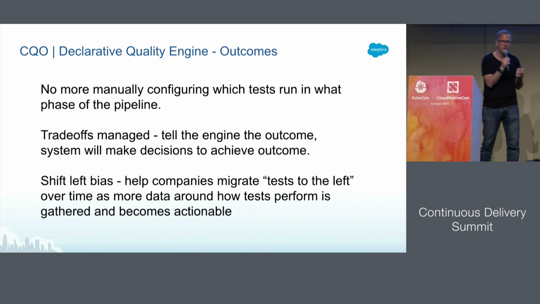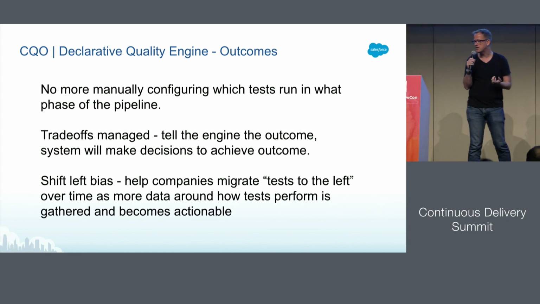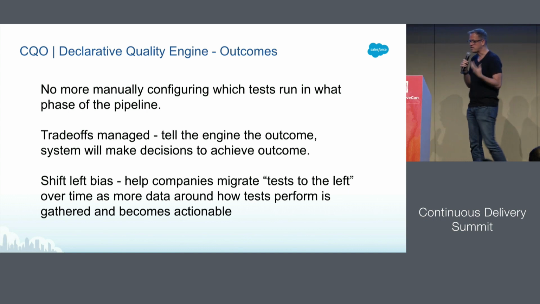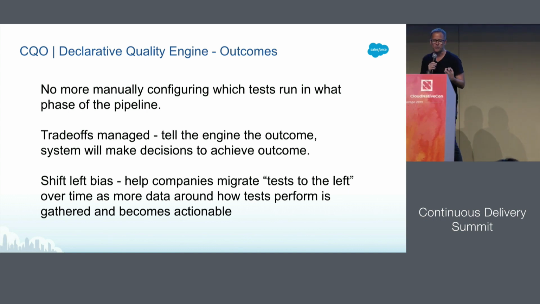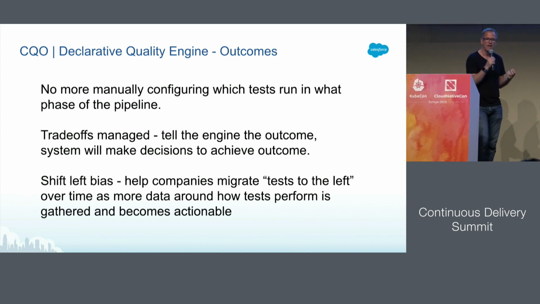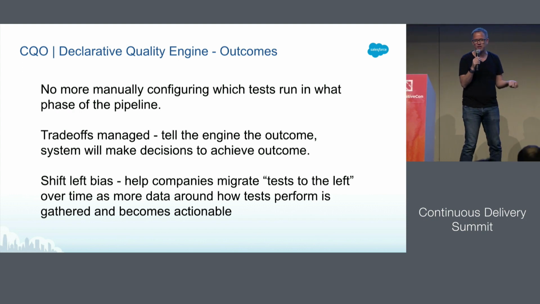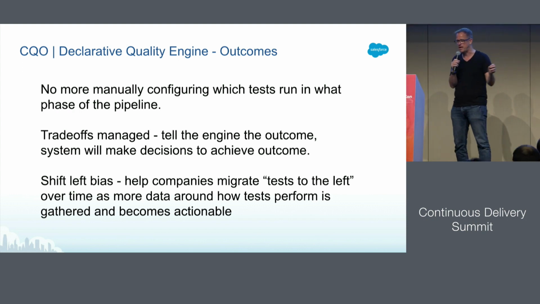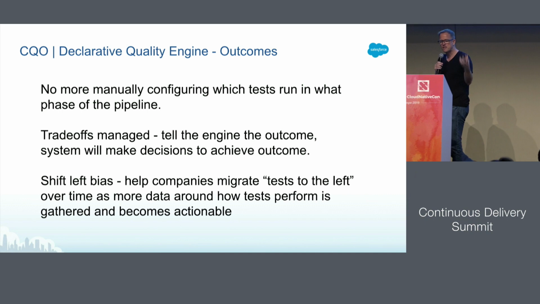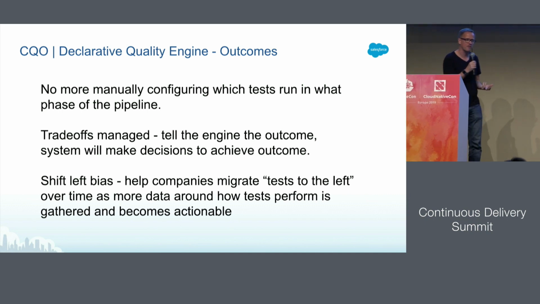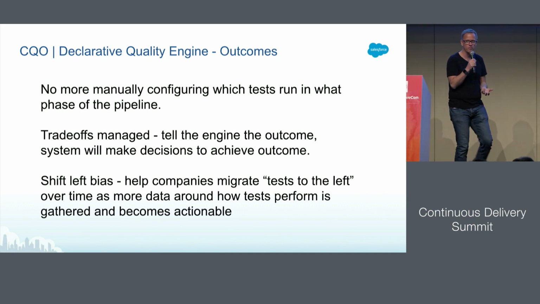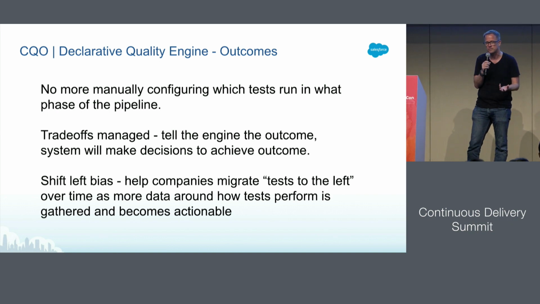So what are our outcomes? What do we get by doing all this? What I want to get out of the business of doing is deciding which tests run in what phase of the pipeline. I think a system can be smarter than I will be about what kinds of decisions I would make in that place. I want a system that's smart enough to manage the trade-offs with regard to which tests run where.